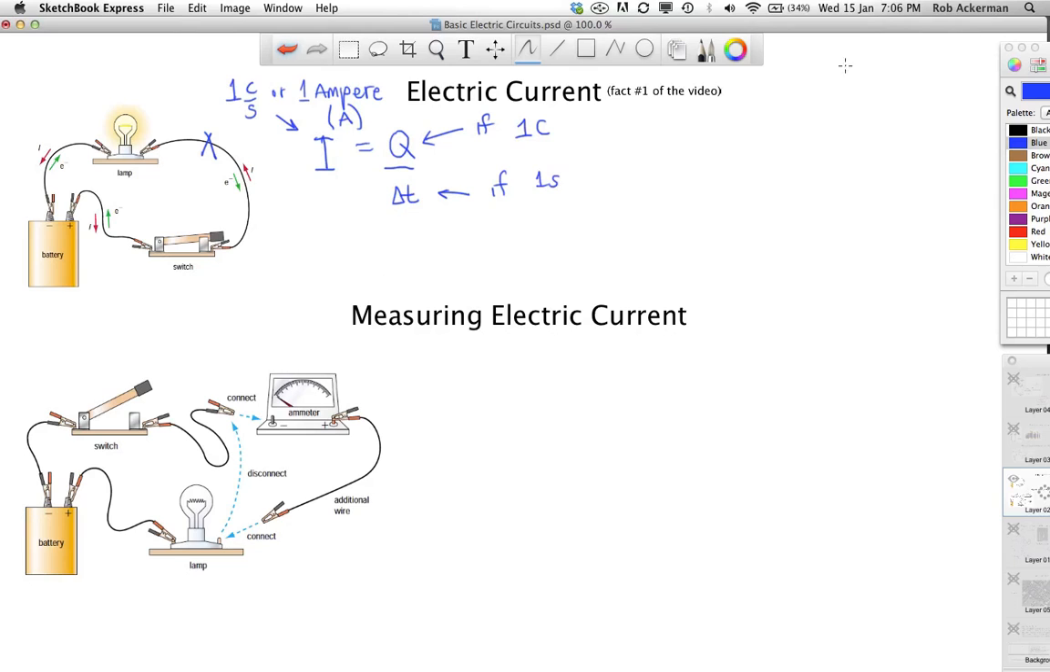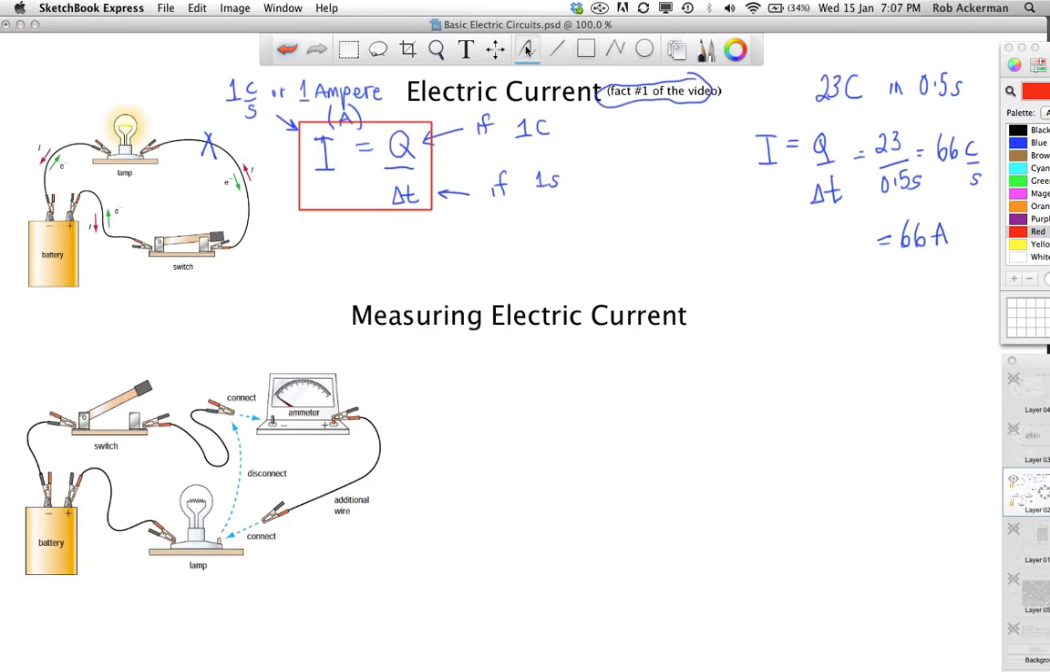So, for example, let's say 23 coulombs flows past a certain point in a circuit in half a second, then what would be the current? Simple. We would plug in to the formula I equals Q over time, and you do 23 coulombs divided by 0.5 of a second, and that would, of course, give you 66 coulombs per second, which would be 66 amps that you would write this way. It's really simple. And that is the first fact of the video, to memorize the formula for electric current. Total charge flowing divided by time past a certain point in the circuit.